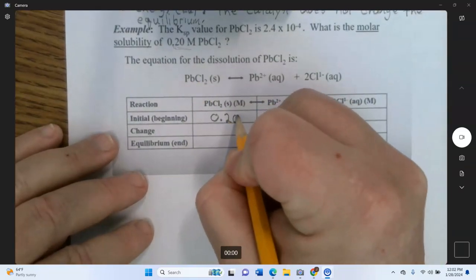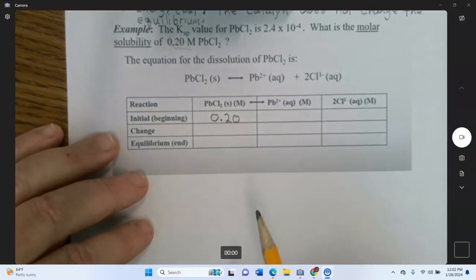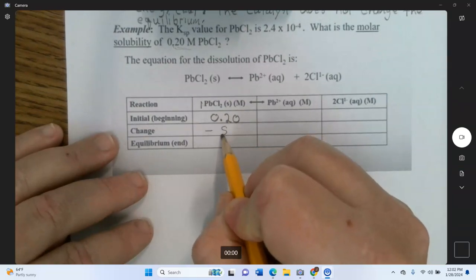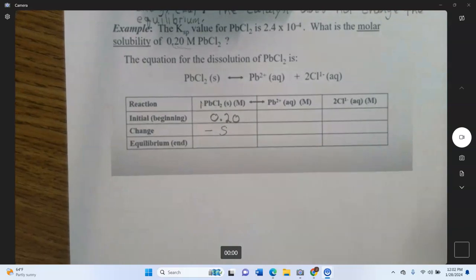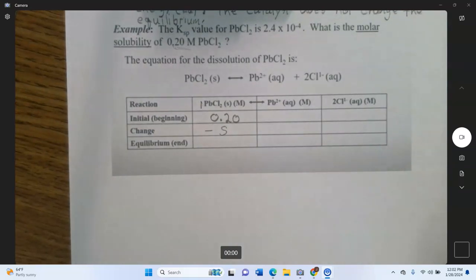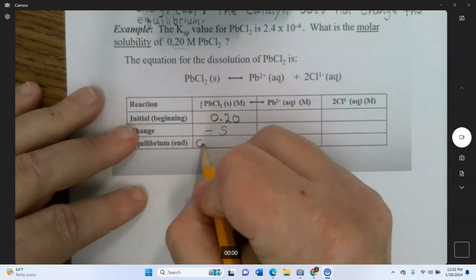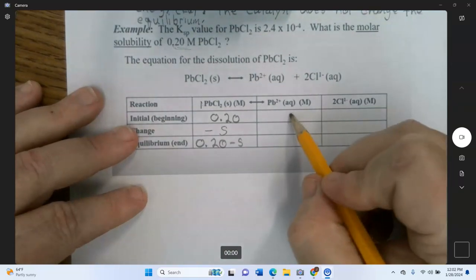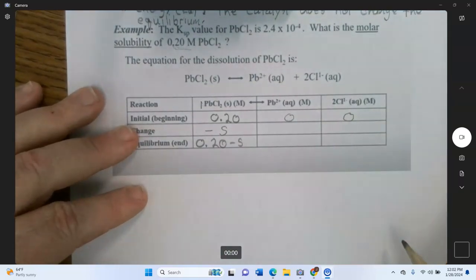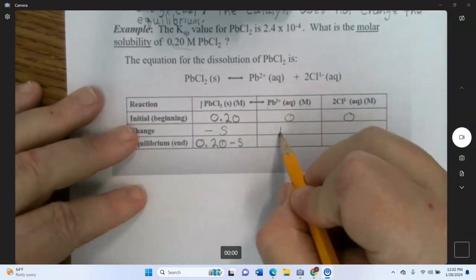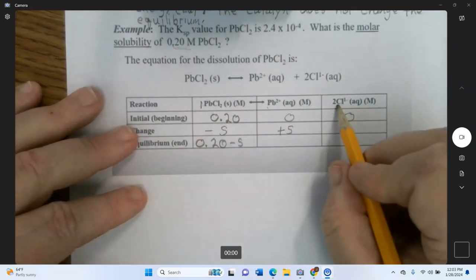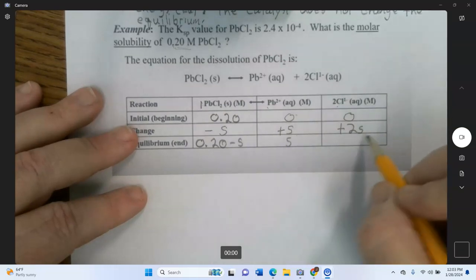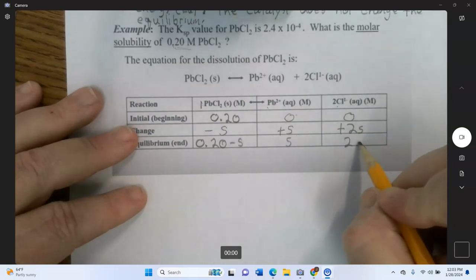0.20 is the concentration of the lead chloride. And now, since the coefficient here is 1, it's going to lose some of it. Now the S is for solubility. You could use X. If you don't like the fact we changed letters on you, you could call it X, okay? Minus X. So down here, it's going to be 0.20 minus X. Now you start off with none of the product here. And now this coefficient is 1, so it's going to be plus 1S. Just call it S. And this coefficient's 2, so it's going to be plus 2S. So 0 plus S is S. 0 plus 2S is 2S.